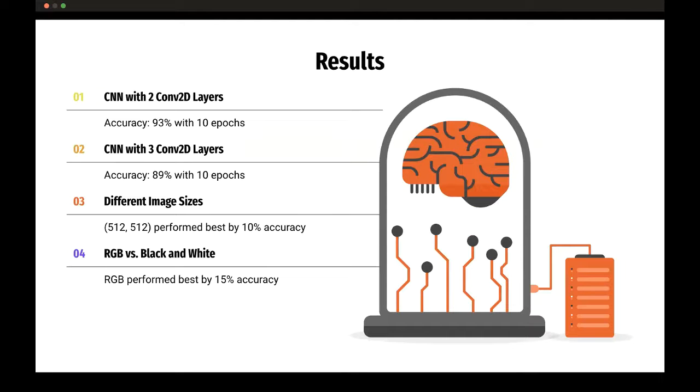And for results, when we evaluated the CNNs, we saw that a CNN with 2 layers actually performed better with 93% accuracy versus one with 3 layers, which performed with 89% accuracy. And for the best image size, we determined that 512 pixels by 512 pixels performed by far better, with over 10% higher accuracy compared to 224 or 100 pixels. And surprisingly, images with color performed better by around 15% than when we converted the images to black and white.